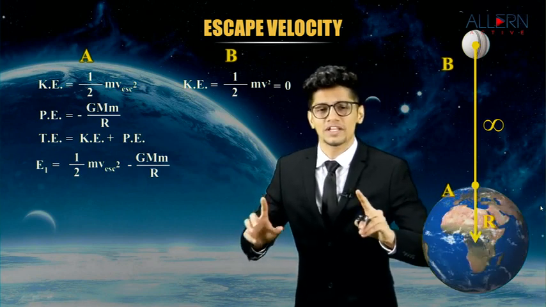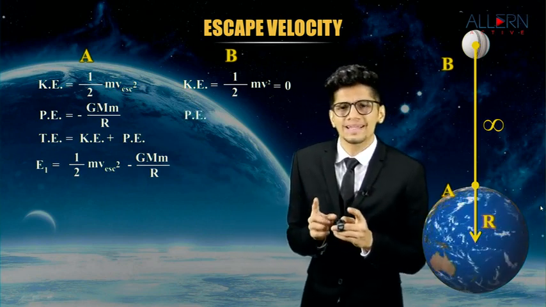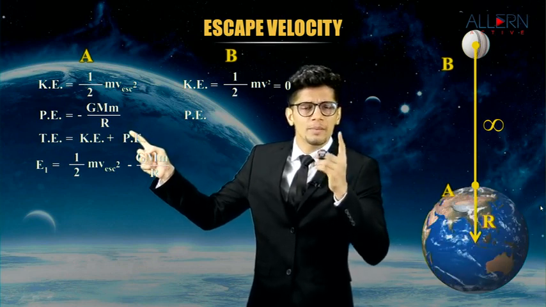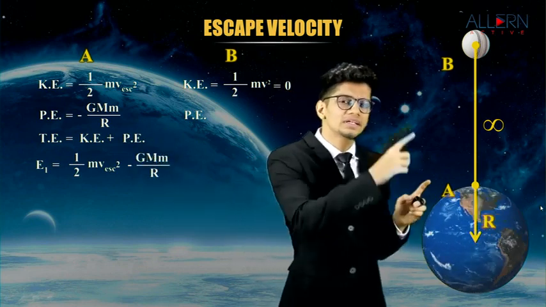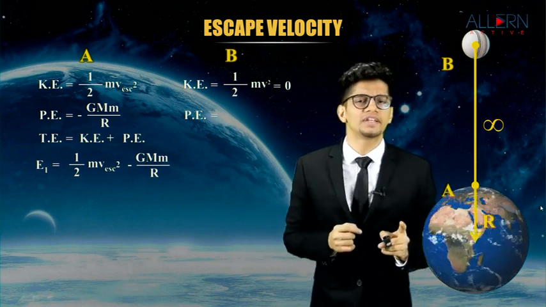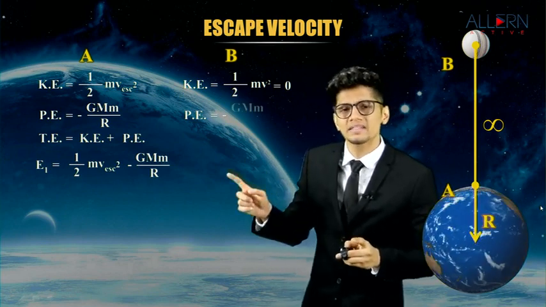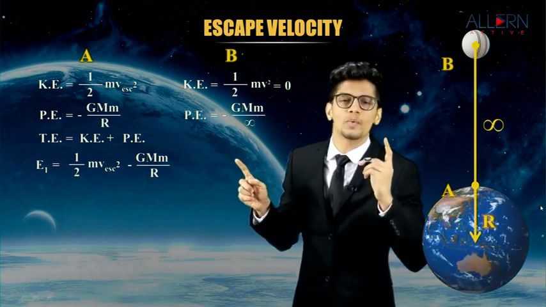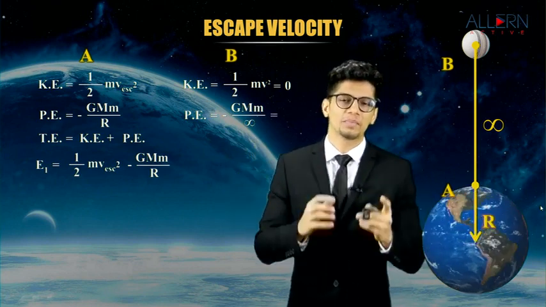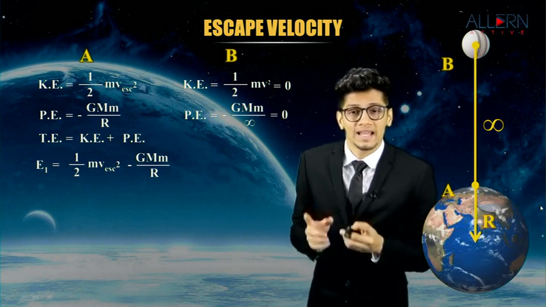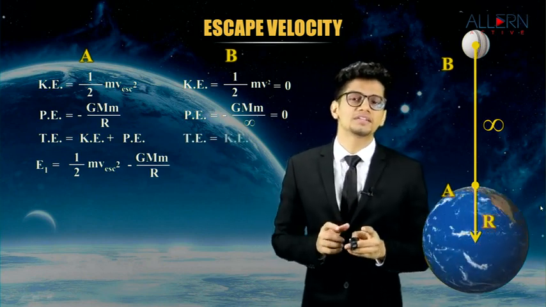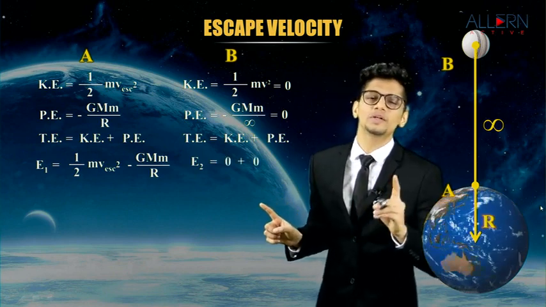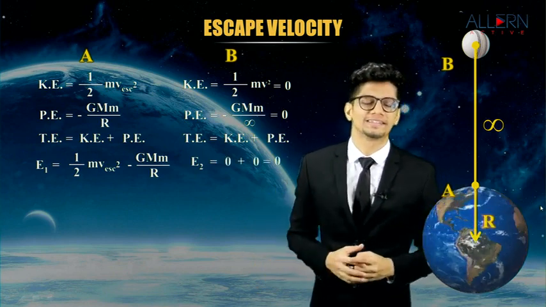Let's see potential energy. We know that the formula is minus GMm upon r. So minus GMm upon r. R is nothing but the distance, and over here the distance is infinity. That means we have to write minus GMm upon infinity. And anything divided by infinity is nothing but 0. That means kinetic energy plus potential energy will be 0 plus 0. That means E2 will be 0 plus 0, that is equal to 0.